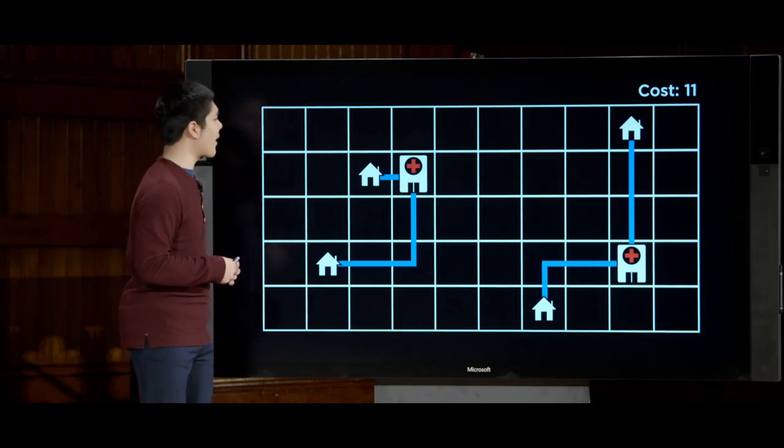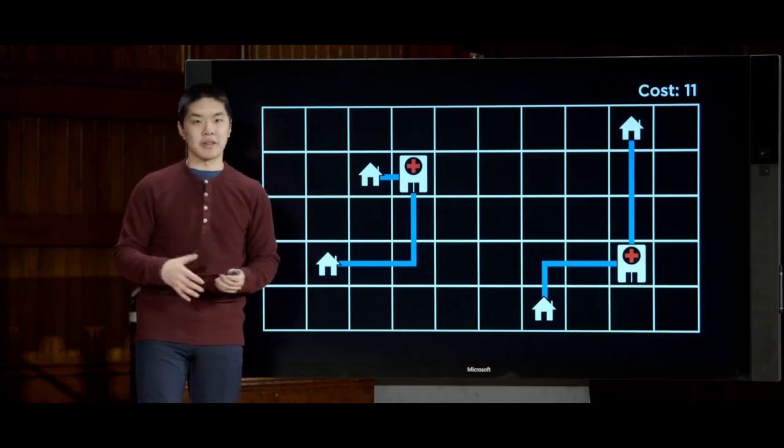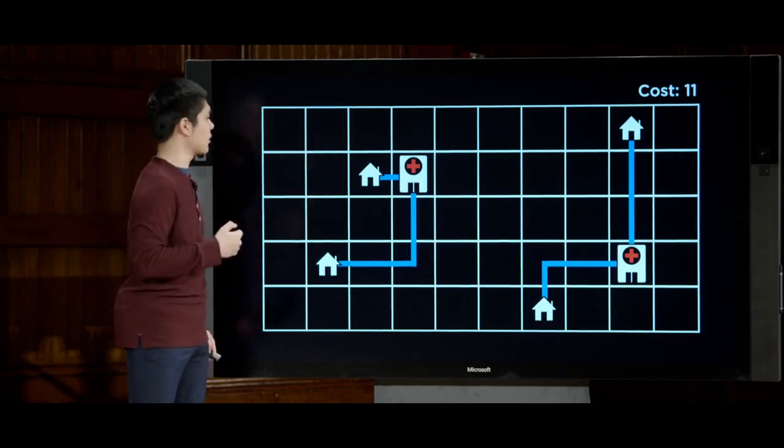And so the question we might now ask is, is this the best we could do? Is this the best placement of the hospitals we could possibly have?